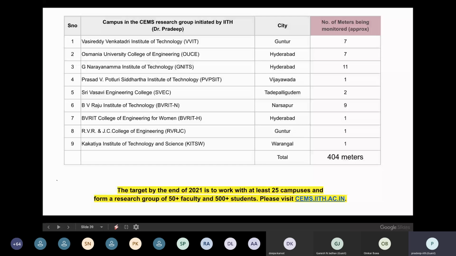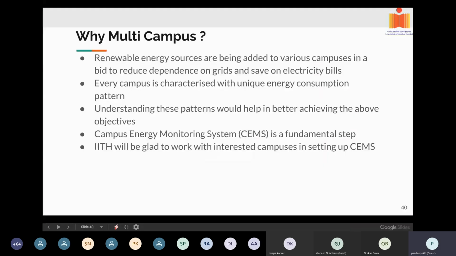So if your campus, or any campus, is interested in installing this kind of energy monitoring, definitely we can work with you. So why go for multi-campus? First, renewable energy sources are added at various campuses to reduce the electricity bill and for self-dependence. Then every campus has a unique pattern, so we'd like to understand the pattern of different campuses. And finally, CEMS, that is campus energy monitoring, is definitely the first step.